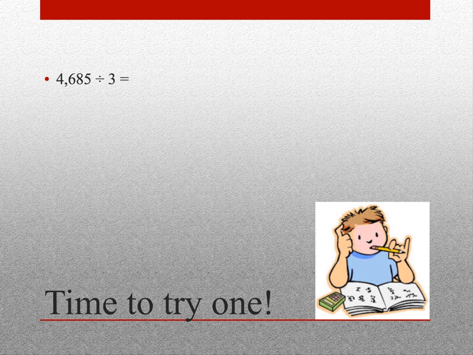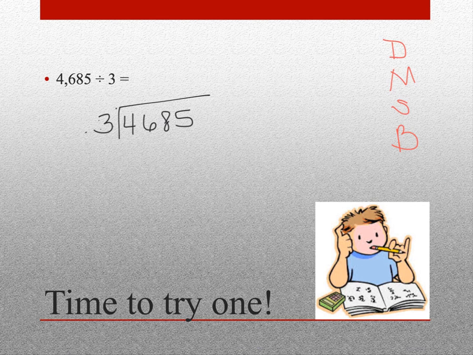Time to try one on your own. Write out your steps. To remind you to divide, multiply, subtract, and bring down. And go ahead and do the division for 4,685 divided by 3. Pause the video, and when you're done, come back to the video to see if you got the correct quotient. Okay, let's see how you did.